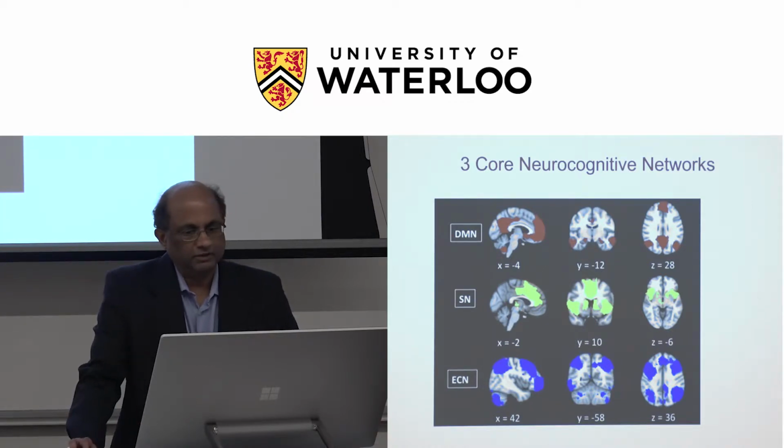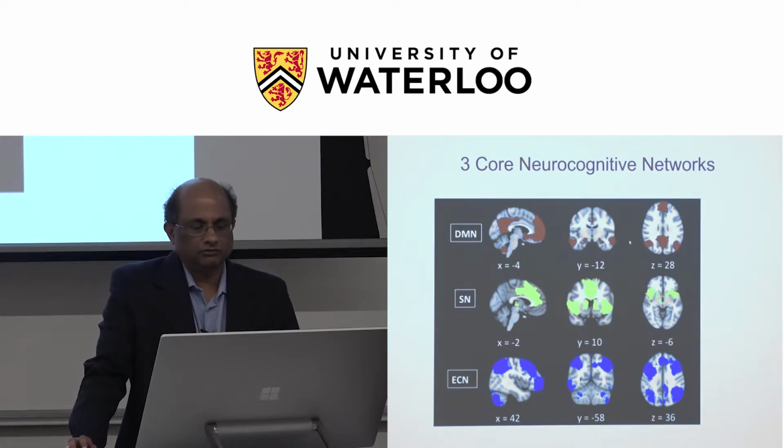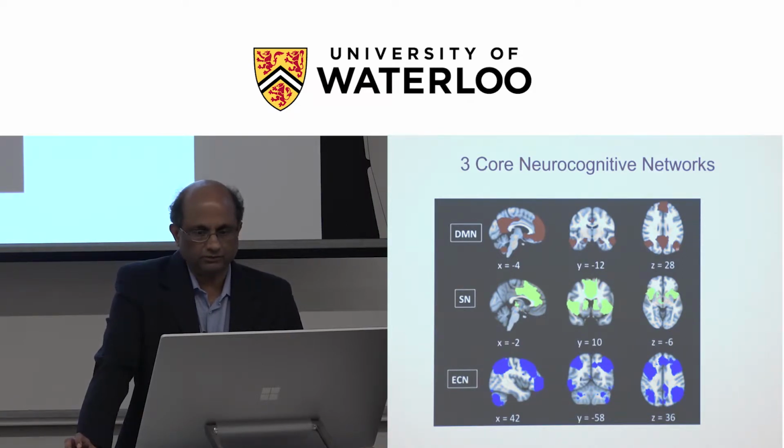The third system is also widely engaged or disengaged during cognitive tasks, and that's the default mode network that's anchored in the posterior cingulate cortex and the ventromedial prefrontal cortex, with nodes in the angular gyrus on the parietal side.